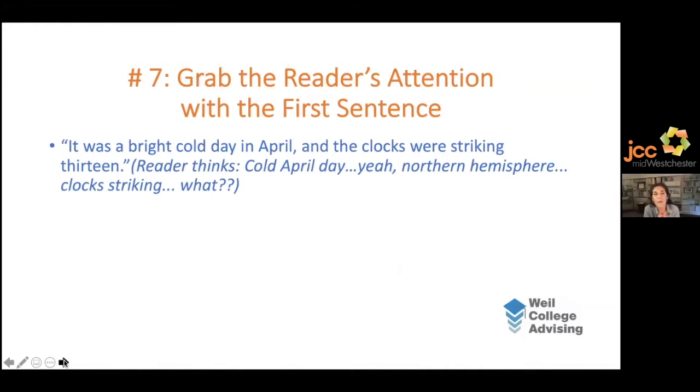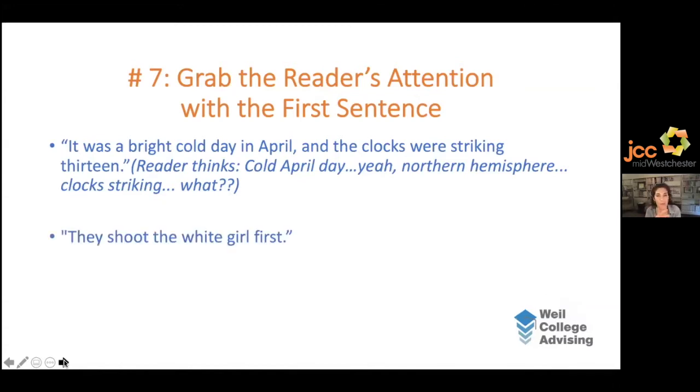The people who read these essays are probably exhausted. They read for 12 or 13 hours a day during the application season. Wake them up. Slap them in the face with something that's going to grab their attention right from the beginning. I really stress this.